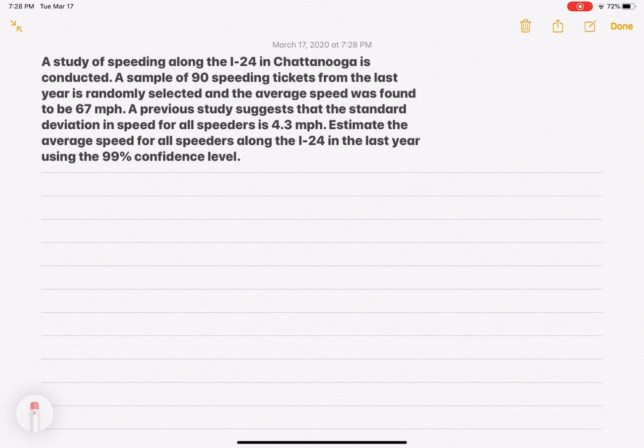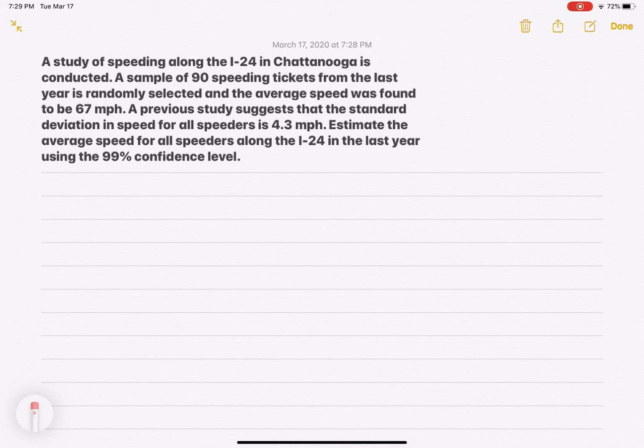So here we have a question. It says, a study of speeding along the I-24 in Chattanooga is conducted. A sample of 90 speeding tickets from the last year is randomly selected, and the average speed was found to be 67 miles per hour. A previous study suggests that the standard deviation in speed for all speeders is 4.3 miles per hour. Estimate the average speed for all speeders along the I-24 in the last year using the 99% confidence level.